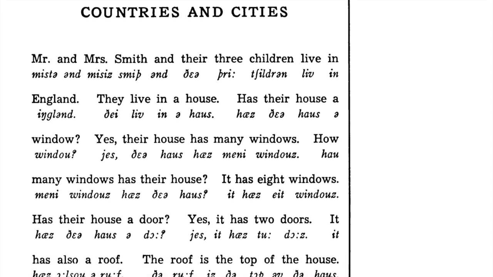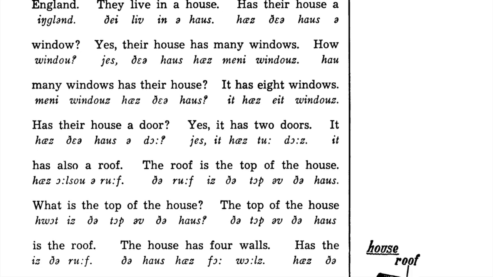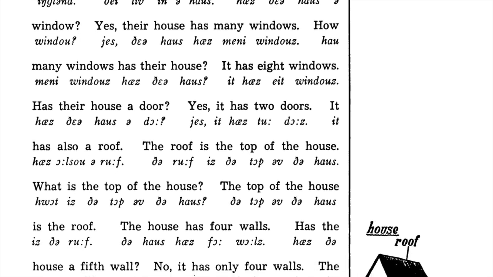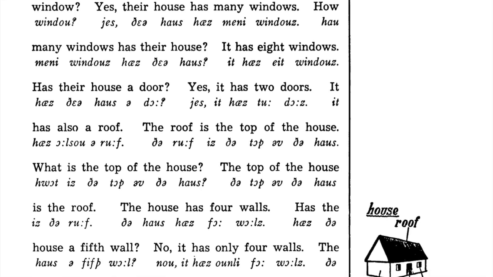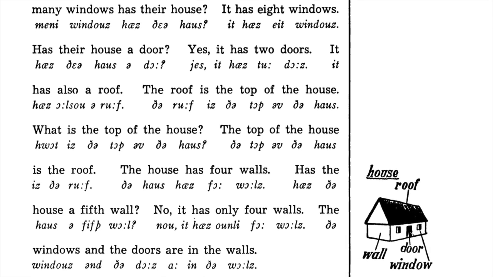How many windows has their house? It has 8 windows. Has their house a door? Yes, it has 2 doors. It also has a roof. The roof is the top of the house. What is the top of the house? The top of the house is the roof.